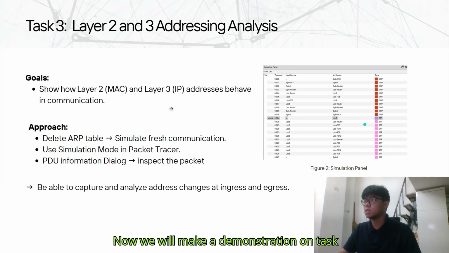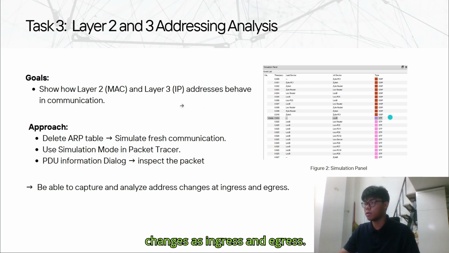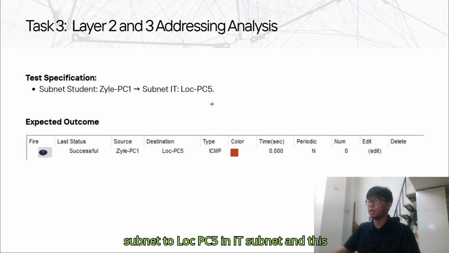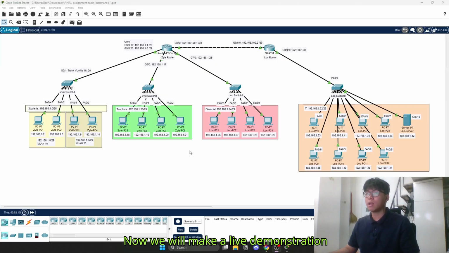Now we will make a demonstration on task three. This test aims to show how layer 2 and layer 3 addresses behave in communication, and our approach is to delete the ARP table to simulate fresh communication, and utilize simulation mode and PDU information to inspect how packets traverse, so that we can capture and analyze address changes at ingress and egress. And we will ping from PC BC1 in the student subnet to PC BC5 in the IT subnet, and this is the expected outcome. Now we will make a live demonstration on task three.